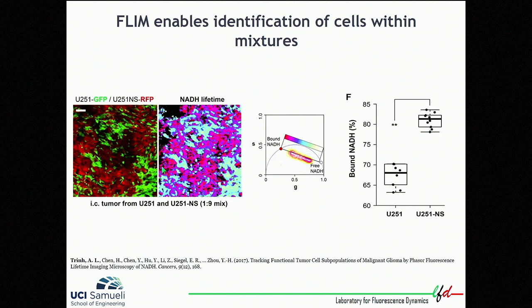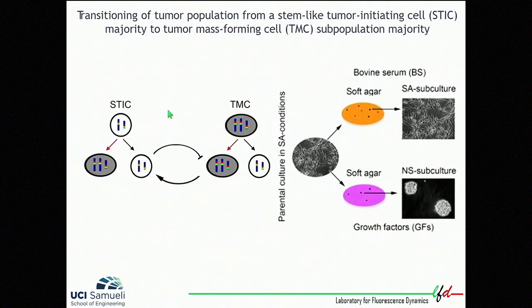And what we see here is the population expressing the green fluorescent protein, the U251 cells, versus the neuronal spheroids, which are in red. And we have a spatial heterogeneity. Essentially, we map exactly where these types of tumor cells are within the tumor tissue. And again, we see that the neuronal spheroid has a higher bound NADH versus the tumor mass cells that have a lower bound NADH.